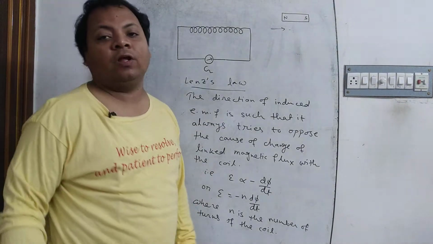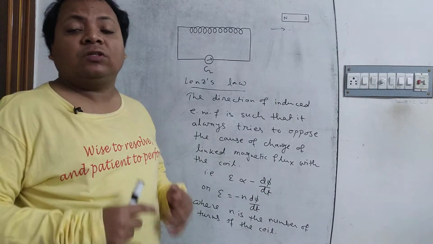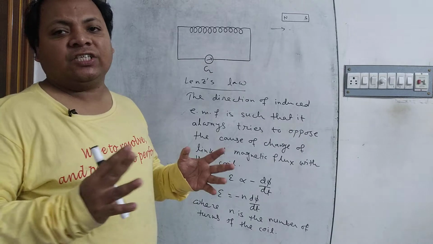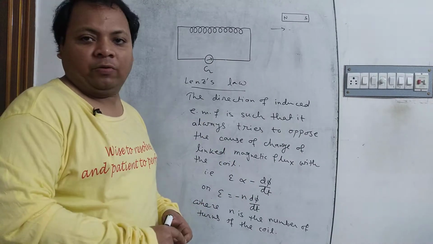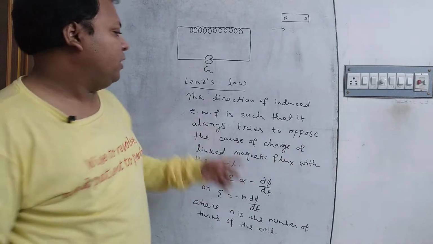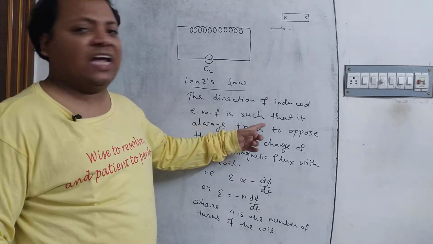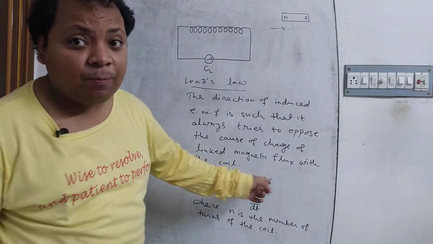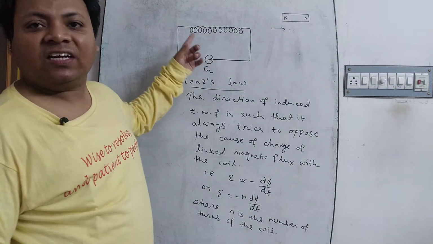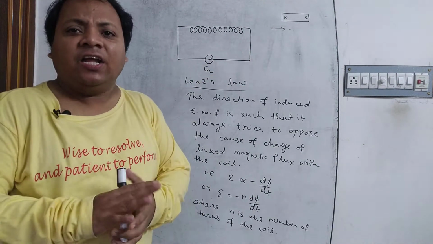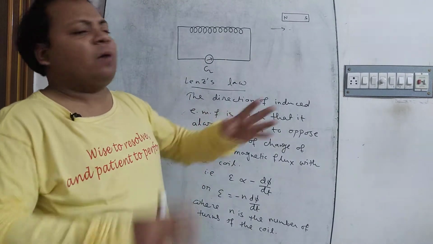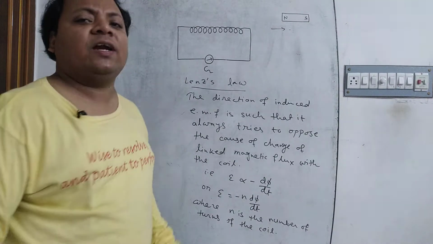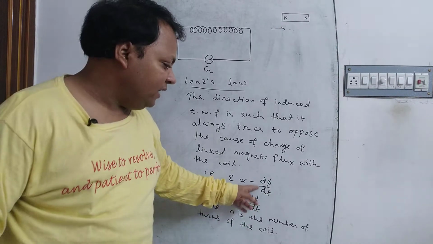Next, Lenz's law. Lenz's law states the direction of induced magnetic field or induced EMF. Lenz's law states that the direction of induced EMF is such that it always tries to oppose the cause of change of linked magnetic flux with the coil. That is, the direction of induced EMF is such that it always tries to oppose the movement of the bar magnet. Therefore, from Lenz's law, we can write that epsilon is proportional to minus d phi by dt.